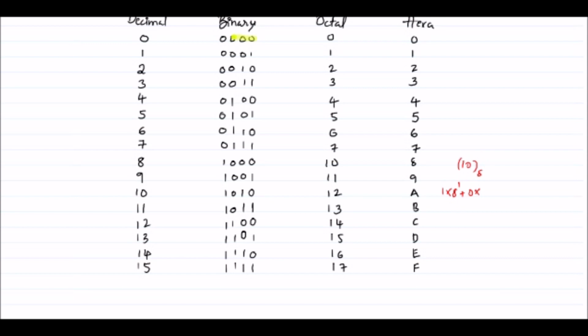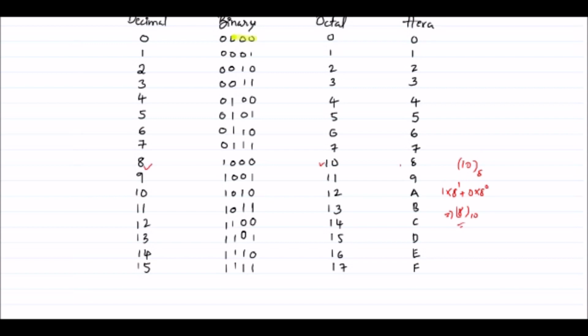So after 7 we have 10. If I try to convert this 10 into its decimal equivalent value, it is octal, right? So 1 into 8 power 1 plus 0 into 8 power 0. So the decimal equivalent value is 8. So for 8 we have 10 here.